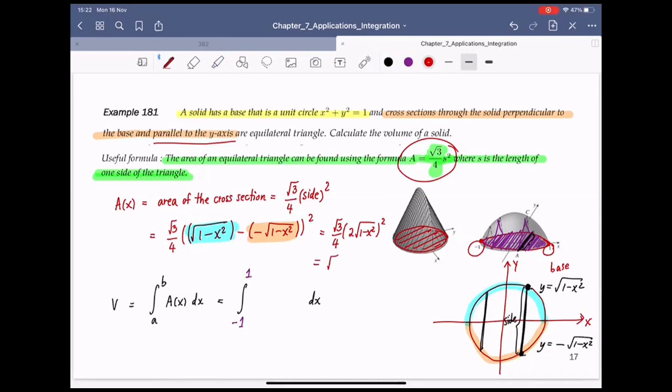All right, and then I plug in square root 3 times 1 minus x squared here. So I get square root 3, integrate from -1 to 1, 1 minus x squared dx. And then you can integrate this thing, so I get square root 3 times x minus x cubed over 3, x from negative 1 to 1.